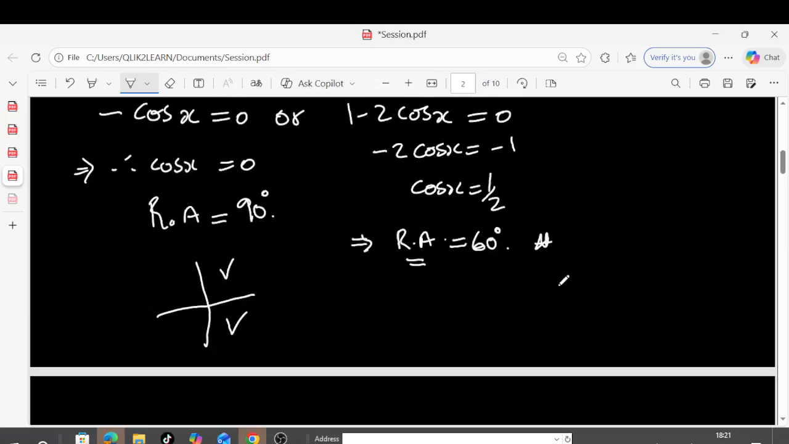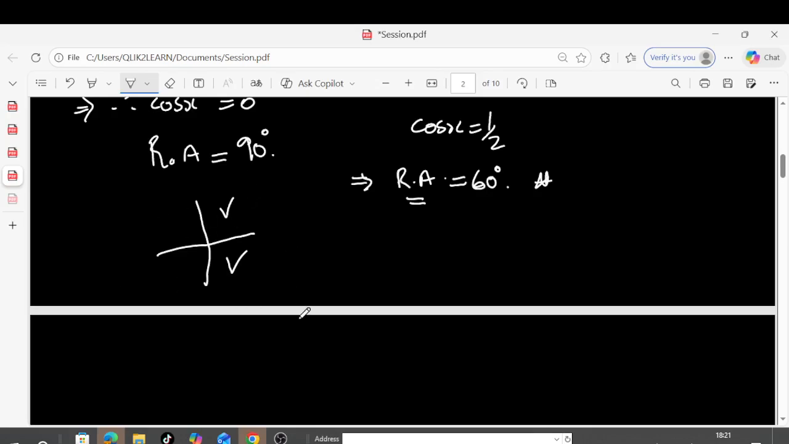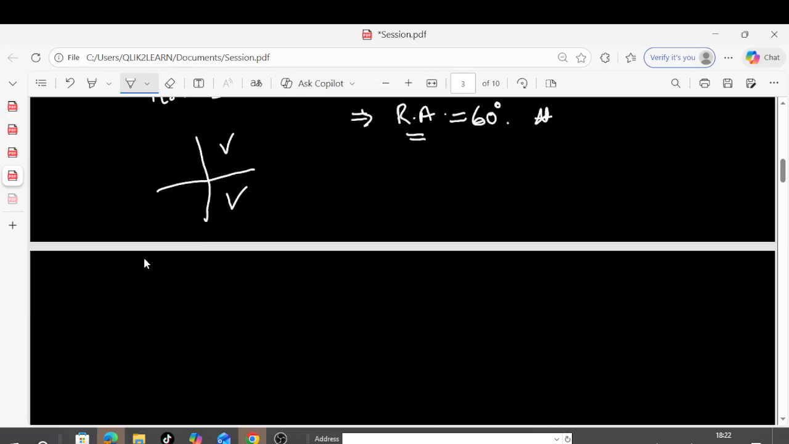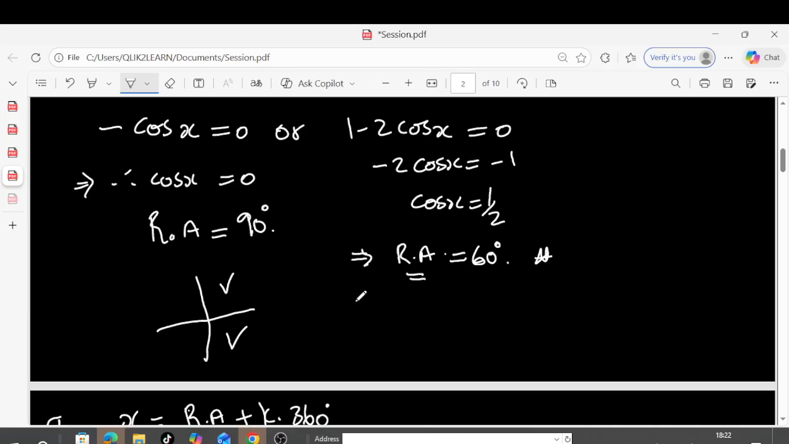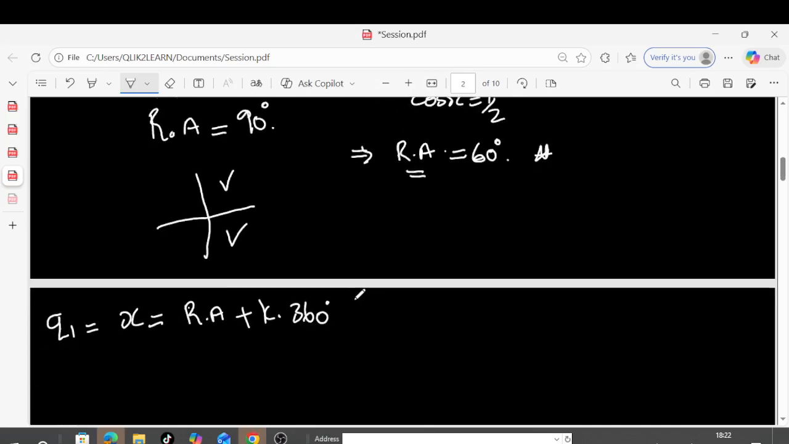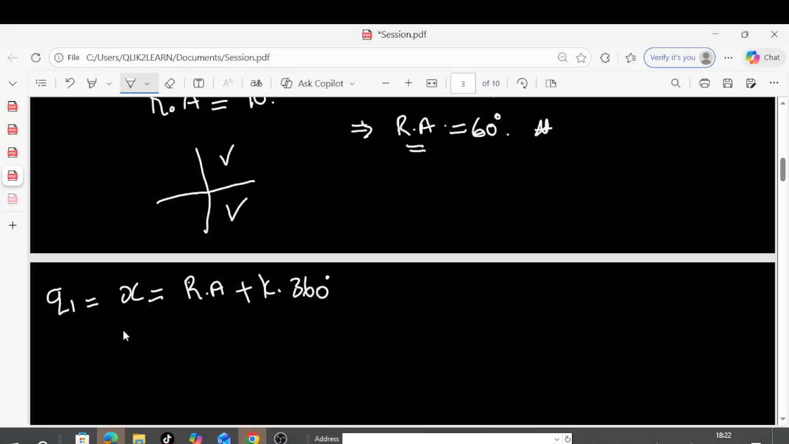So now what I'm going to do is that I need to work on this side. So this side, I'll say x is equal to, in first quadrant, let's say this is quadrant 1. So in quadrant 1, x is equal to your reference angle. We add k times 360. Then you're done for quadrant 1. So now, x is equal to my reference angle, it's 90 plus k times 360. Then you are done answering that question for quadrant 1.